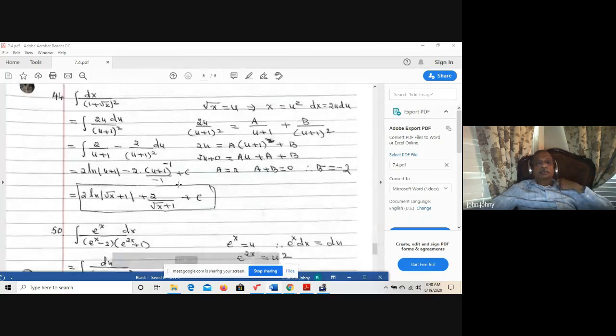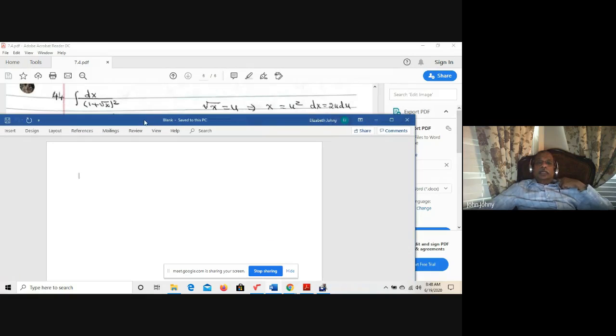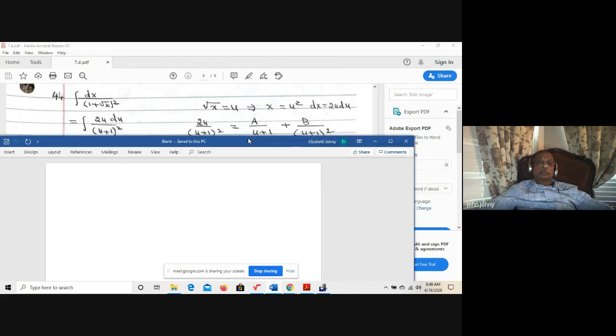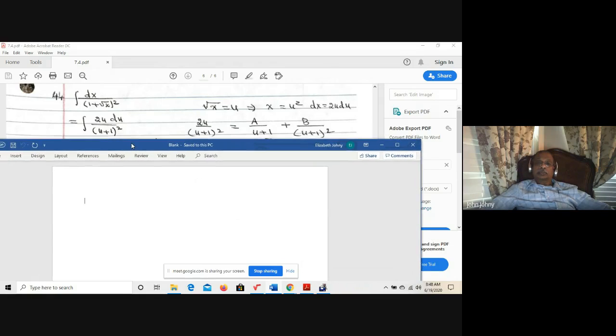Number 44. So here again, square root of x is equal to u, means x is equal to u square. So dx is 2u du, becomes 2u over u plus 1 the whole square. So you decompose that into partial fractions.